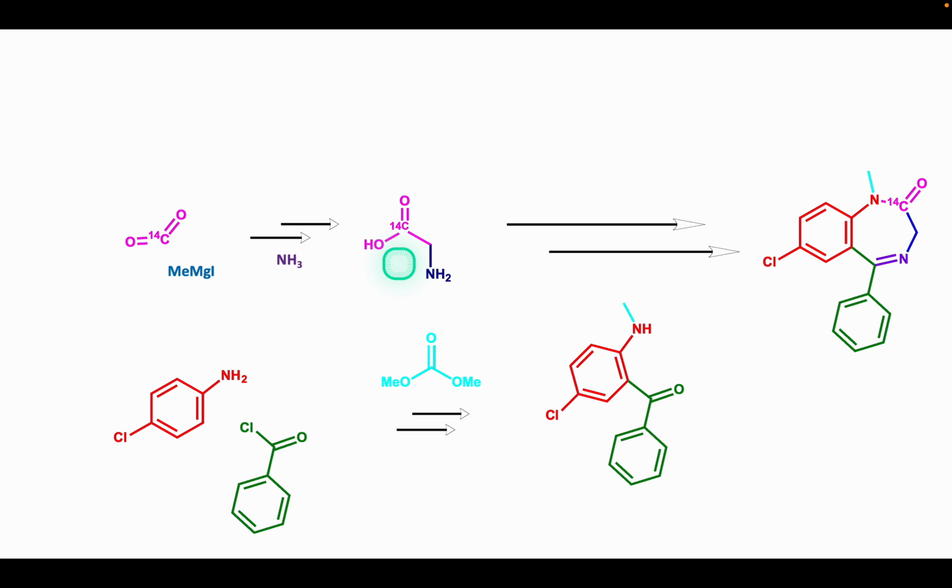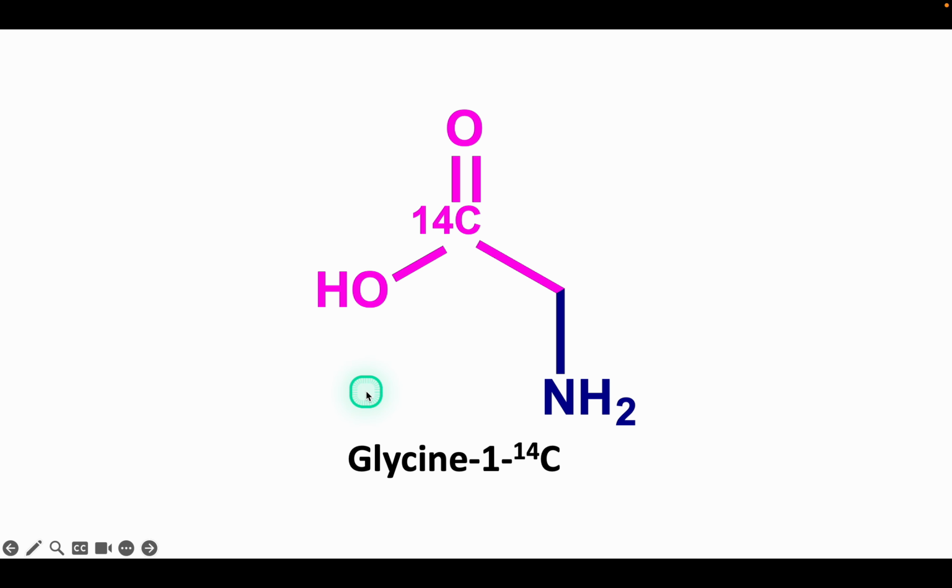The amino acid, in turn, is then prepared from labeled carbon dioxide. In a parallel manner, the benzophenone precursor is prepared through the Friedel-Crafts reaction, utilizing raw materials that are also commercially available, as we will see later. Preparation of the glycine labeled with carbon-14.